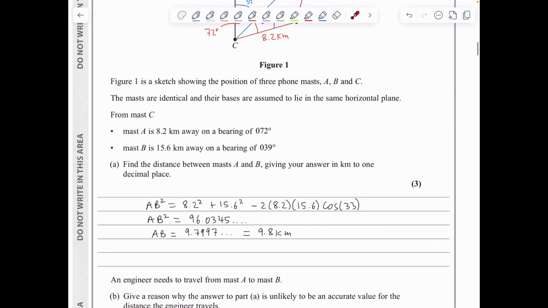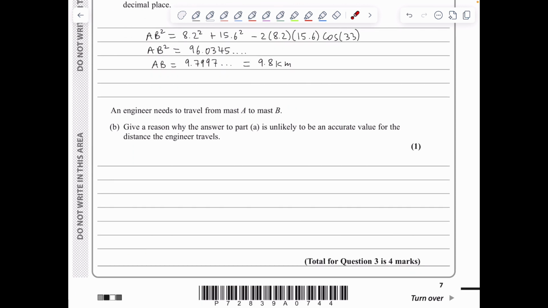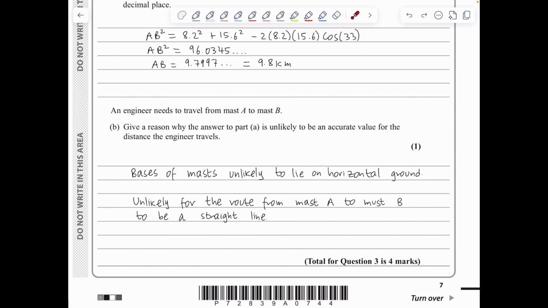Now an engineer needs to travel from A to B, and we need to give a reason why the answer we just obtained, the 9.8 kilometers, is unlikely to be an accurate value for the distance the engineer travels from A to B. Now in these kind of questions, we always go back to the text. If you read carefully, it says that we are assuming the bases are lying in the same horizontal plane. So the first thing we could say is that the bases of the masts are unlikely to be lying on horizontal ground. Another explanation which is accepted is that we could say that it is unlikely for the route from A to B to be a straight line.